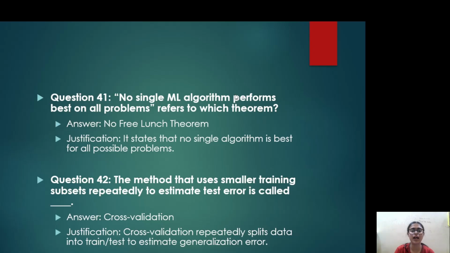Next is the method that uses smaller training subsets repeatedly to estimate test error is known as. So this method is known as the cross validation method. Cross validation is a technique where we split the data sets into smaller parts and keep rotating the training and the testing sets. So this gives a more accurate and stable estimate of the model's performance. So this is basically used for preventing overfitting because the model is tested on multiple combinations of the data.